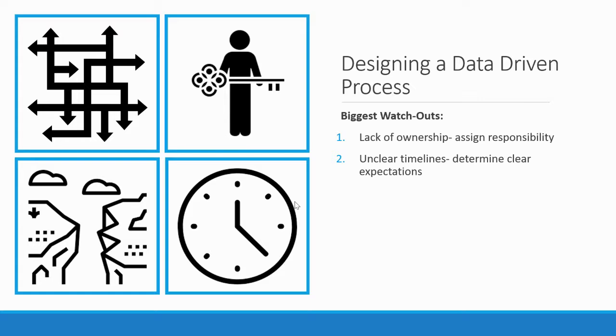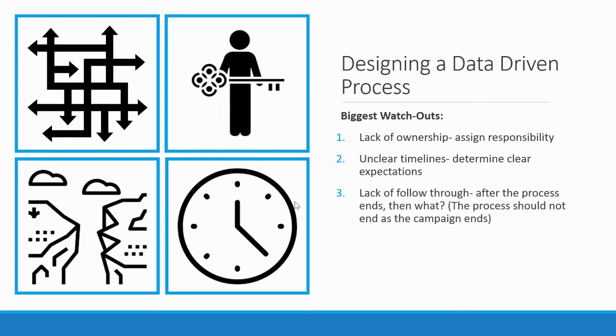Two is unclear timelines. You want to really determine those clear expectations of how long each of these tasks take and by when it should be completed. Especially as I mentioned with this remote work, you don't have a drive-by ability to just walk by someone's desk to see if something's completed or not. You want to make sure that everyone understands and has expectations of what their delivery needs are. You also want to make sure your process isn't cut short or beginning too late.